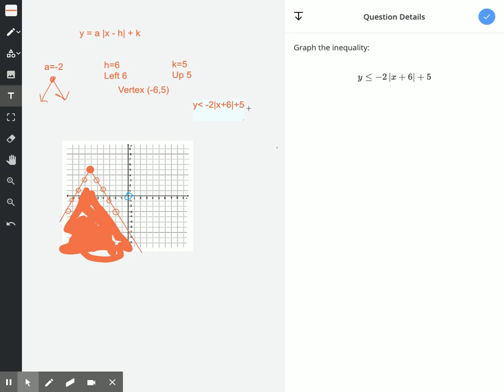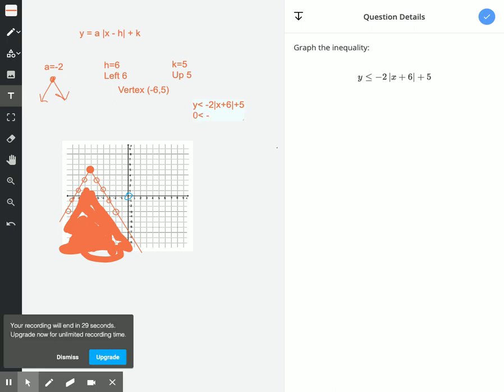All right, well, what if I put a 0 here? Is that still less than if I had -2 times the absolute value of 0 plus 6, which is 6, plus 5? That's -12 plus 5, that's a huge negative number. A negative number is not greater than 0, and so this is false. So I have to graph the other side, not towards the 0, but away from the 0.